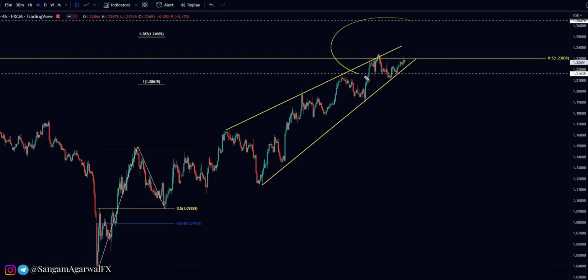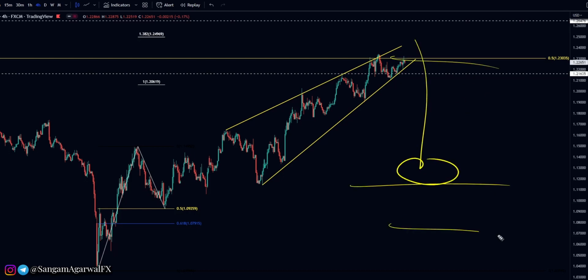So somewhere in this resistance zone price can make resistance, but based on seasonality the good timing will be the week after FOMC. Then after a retracement we will buy again and will target a new high.